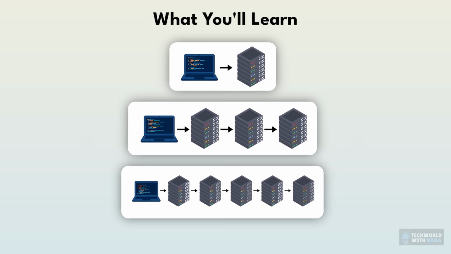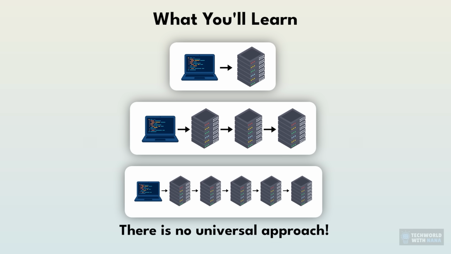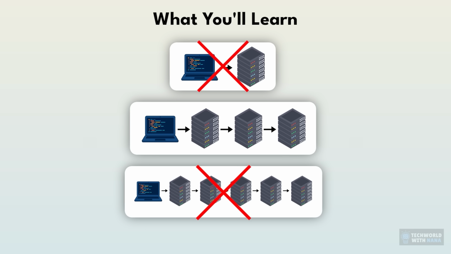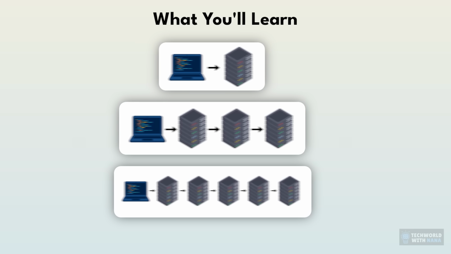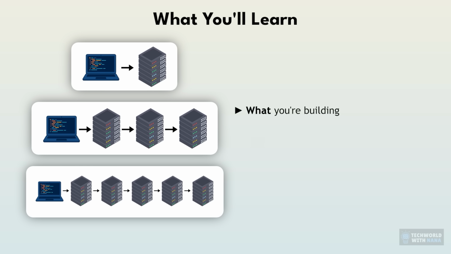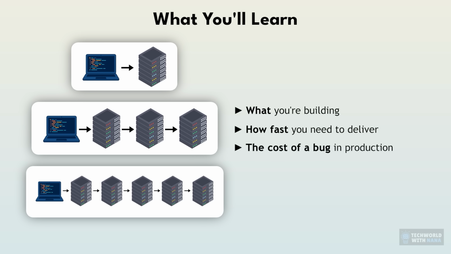Because here's the important point. There's no universally correct number of environments. If there was, then we would just have one CI/CD strategy and that's it. But it really depends on what you're building, how fast you need to deliver, and most importantly, what the cost of a bug in production is for your project or company. So let's start with the fastest, most aggressive approach.